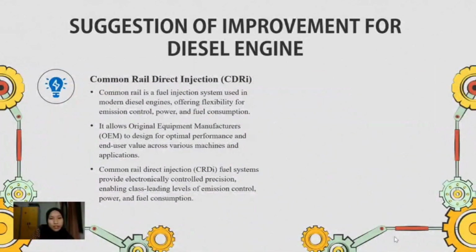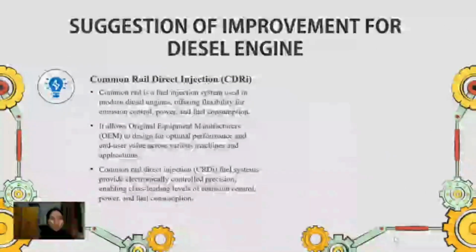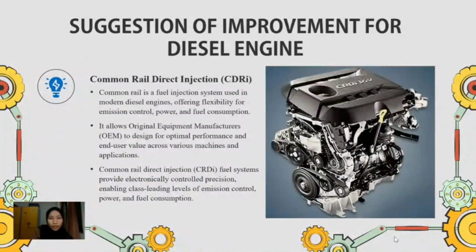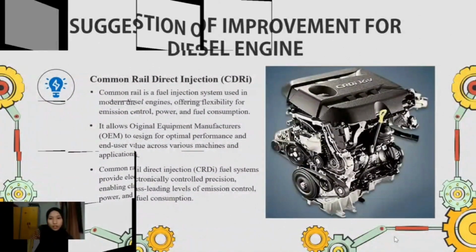Second, common rail direct injection. Common rail is a fuel injection system used in modern diesel engines, offering flexibility for emission control, power, and fuel consumption. It allows original equipment manufacturers to design for optimal performance and end-user value across various missions and applications. Common rail direct injection fuel system provides electronically controlled precision, enabling class-leading levels of emission control, power, and fuel consumption. This is common rail direct injection.